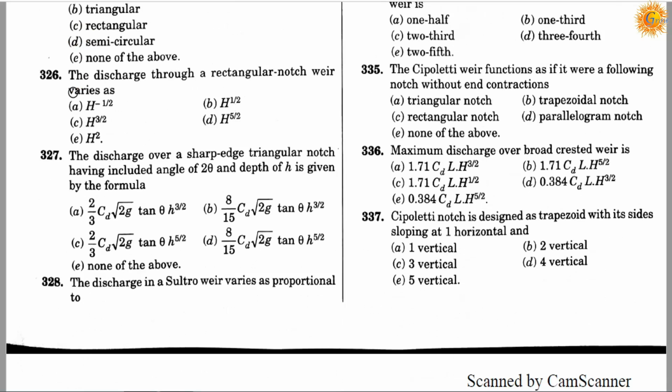Question number 326. The discharge through a rectangular notch weir varies as: option A, h power minus 1 upon 2; option B, h power 1 upon 2; option C, h power 3 by 2; option D, h power 5 by 2; and option E, h square. So the correct answer is C, it will be h power 3 by 2.